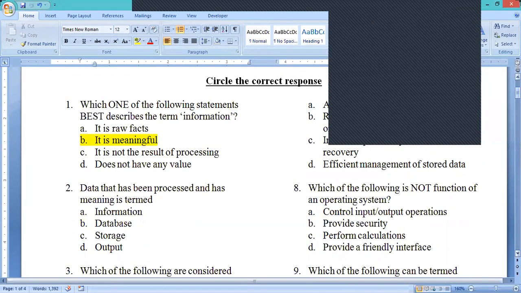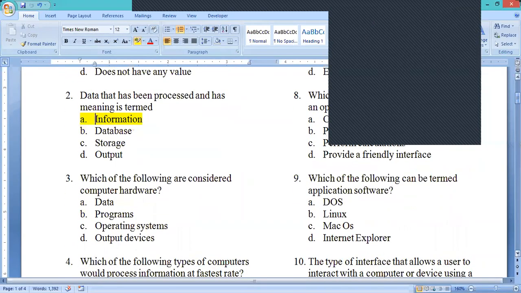All right, number two. Data that has been processed and has meaning is termed... easy, easy, quick, quick. Information. Information. Good. Which of the following are considered to be computer hardware? This question has been on so many papers. Output devices. Output devices.